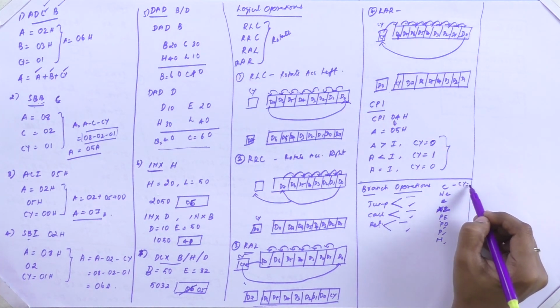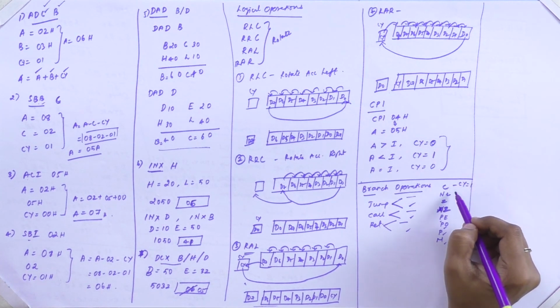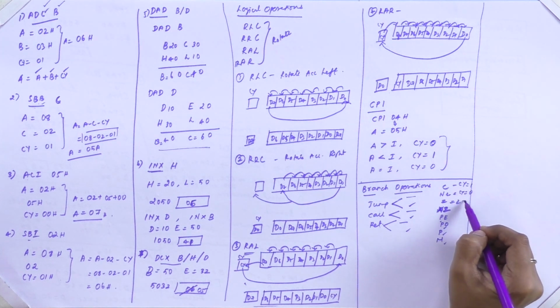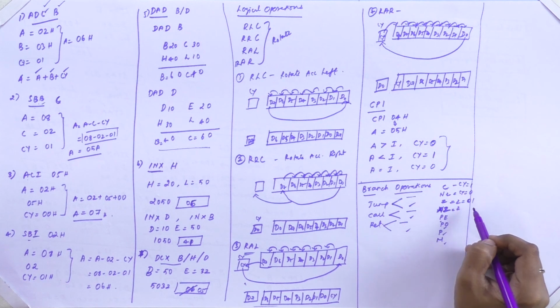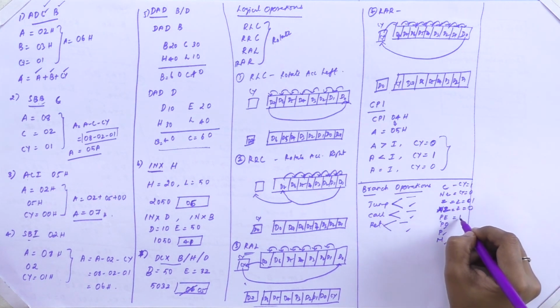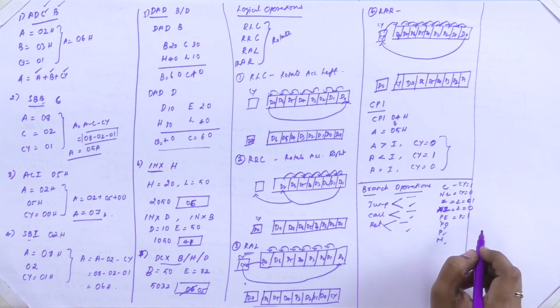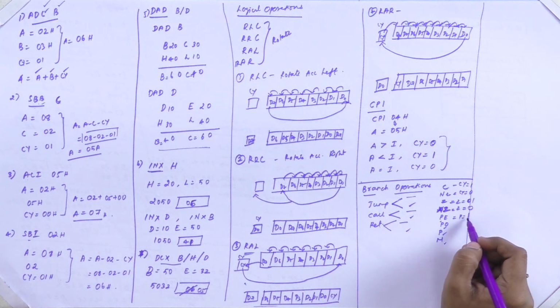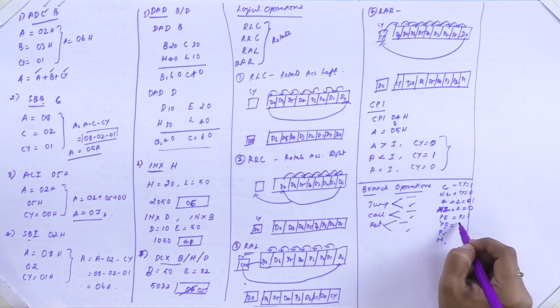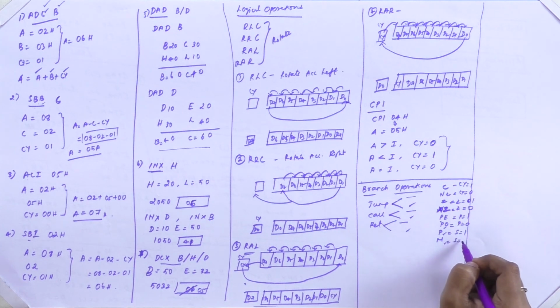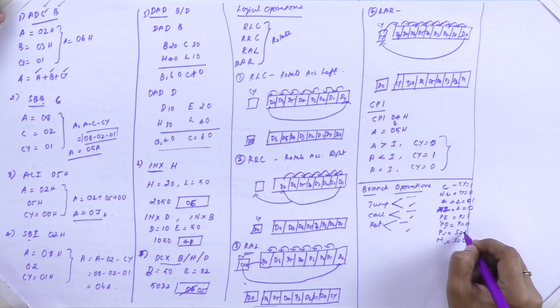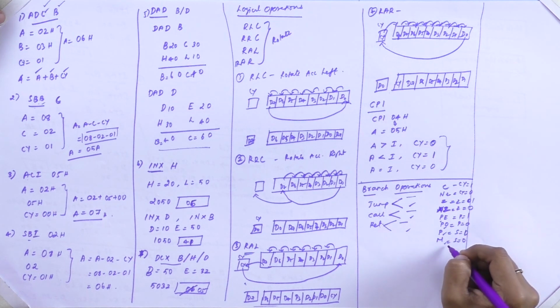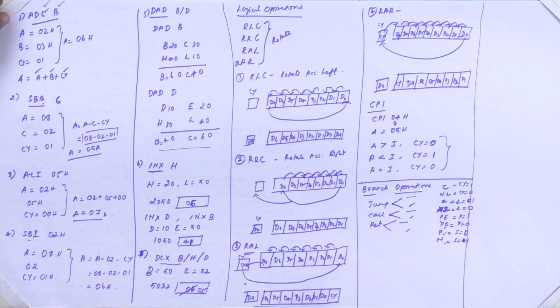It means carry flag is equal to 1, carry is equal to 0, Z is equal to 1, Z is equal to 0. It means parity bit is equal to 1, that is, the number of ones present in the result should be even, then parity will be set. P is equal to 0, sign flag is equal to 0 for positive, and minus means sign flag will be 1. So these are all the various branch operations.